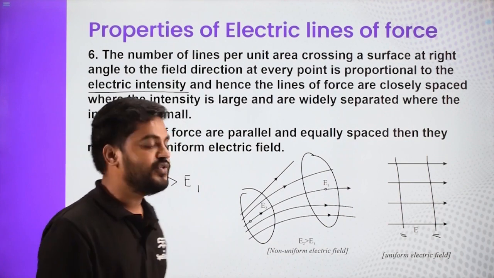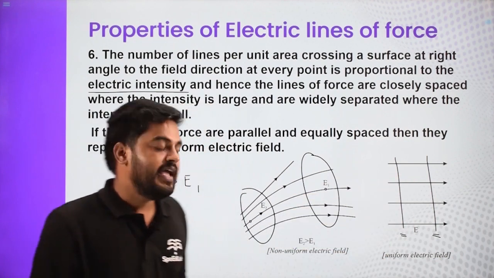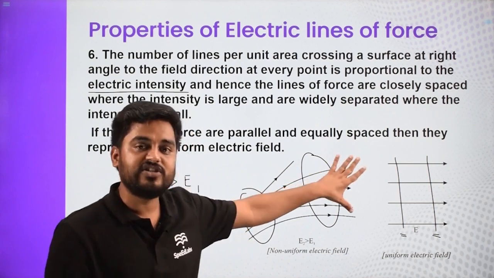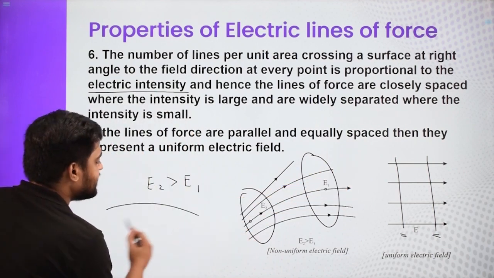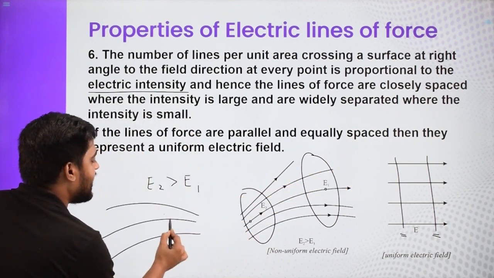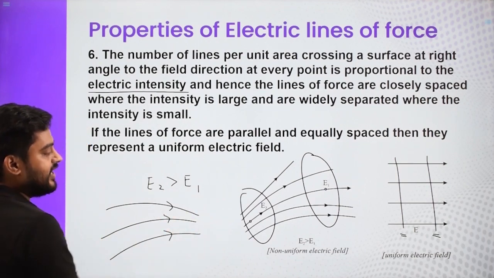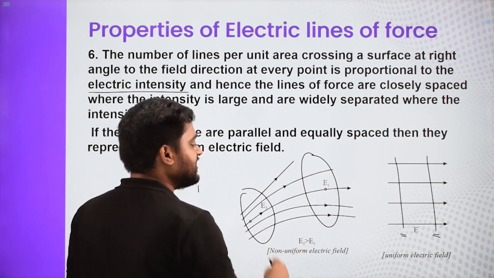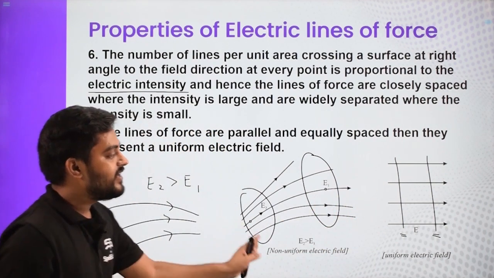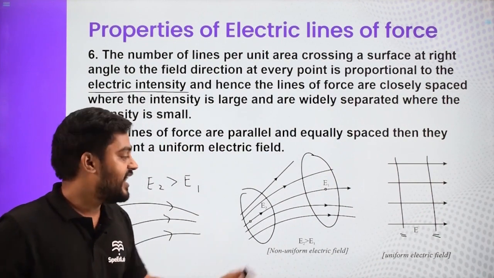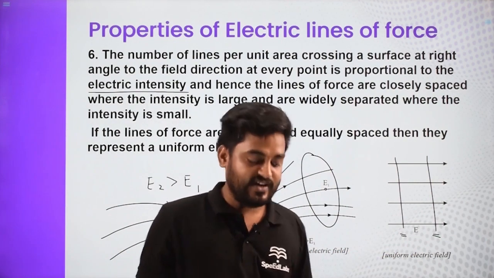A field is called uniform if the field lines are parallel, and a field is non-uniform if the field lines are getting separated from each other or moving towards each other. So here, as we are moving in this direction, the field is becoming stronger, and here if we are moving in this direction, the field is becoming weaker, and here if we are moving in this direction, then the field remains the same in magnitude. So that's what a uniform electric field is.